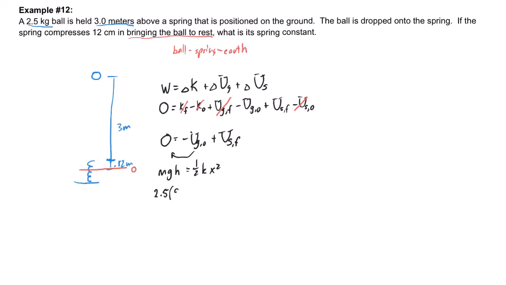We'll have the 2.5, we'll have the 9.8, and then we'll have that height, which was 3.12. Okay? Notice that it was 3 meters above the spring. When it hits the spring compresses for another 12 centimeters. So that would give us that total of 3.12. This is going to be equal to 1/2 times k, which is what it's asking for, times that x, which is the compression, which is 0.12. And so at this point, I should be able to solve for k.